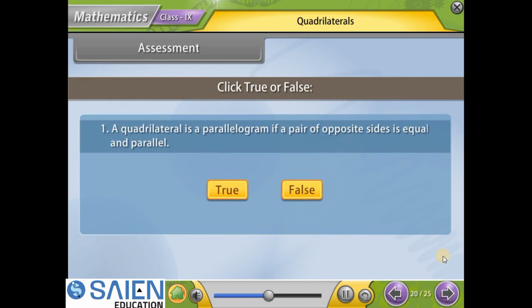Assessment. Let us now know how much you have learned. Click true or false.